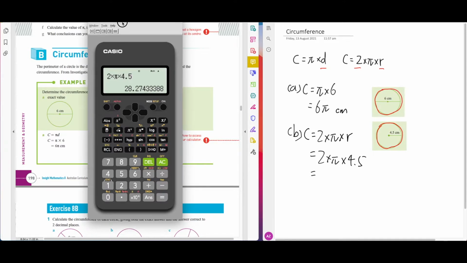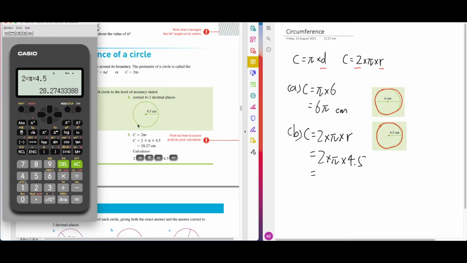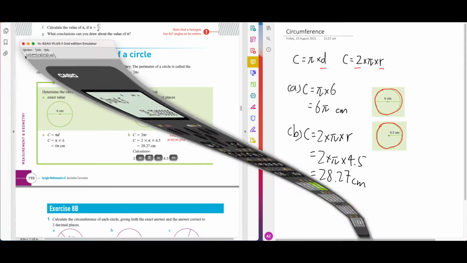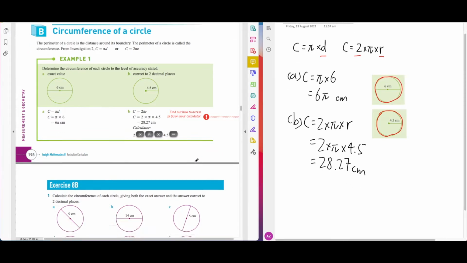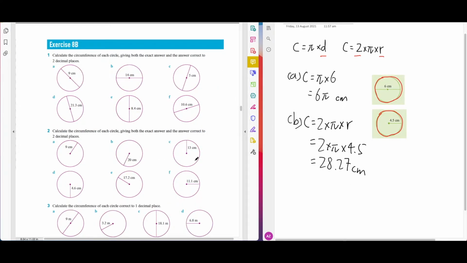So that's actually how long this whole length is. Now it says 2 decimal places, so you just write 2 decimal places. So that'll be 28.27, right? And make sure you write the units, which is centimeters. And there you go, that's done. So we were able to work out how long this perimeter is by using the formula to work out the circumference. Okay, so hopefully that's quite clear.